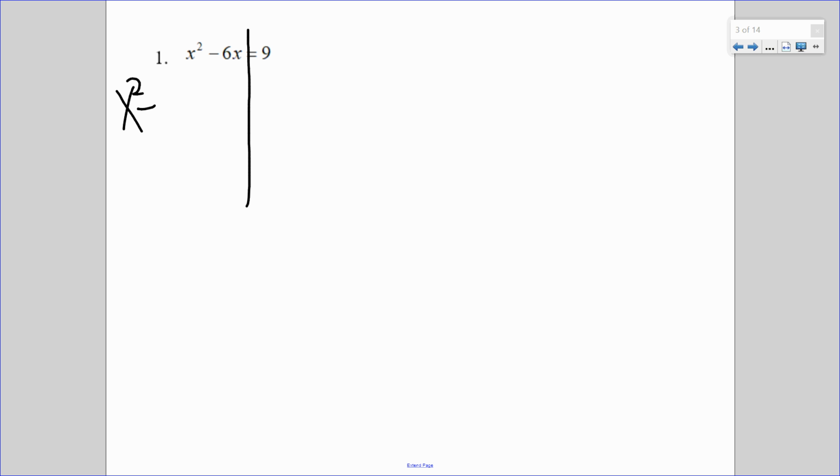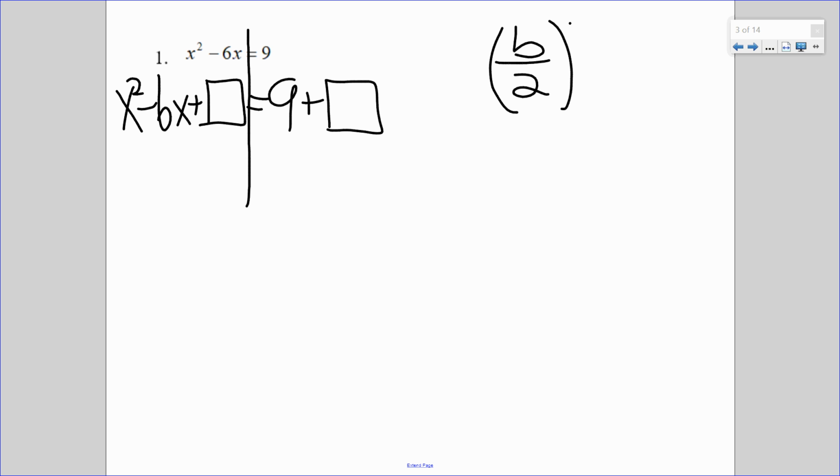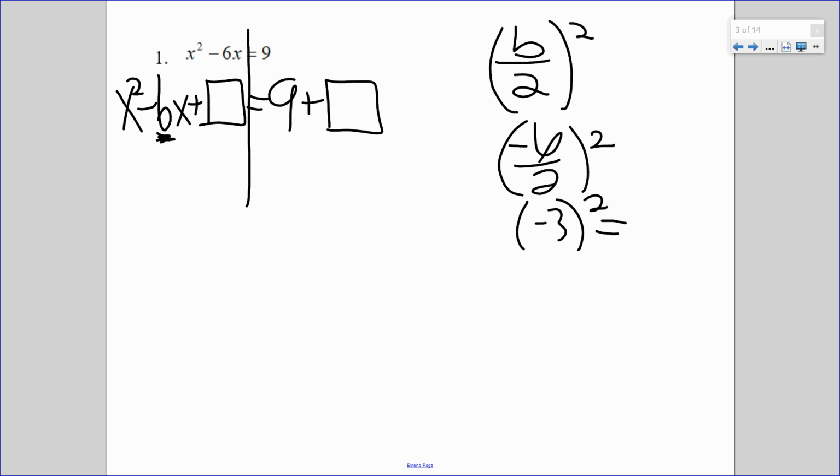So I'm going to add this big blank square to both sides. And to determine what goes inside that square, it's b over 2 squared, where b is the same b as in the quadratic formula lesson. It's what's in front of the x. So in this case, it would be negative 6 over 2 squared. Negative 6 over 2 is negative 3 squared, which is 9. That's step one.